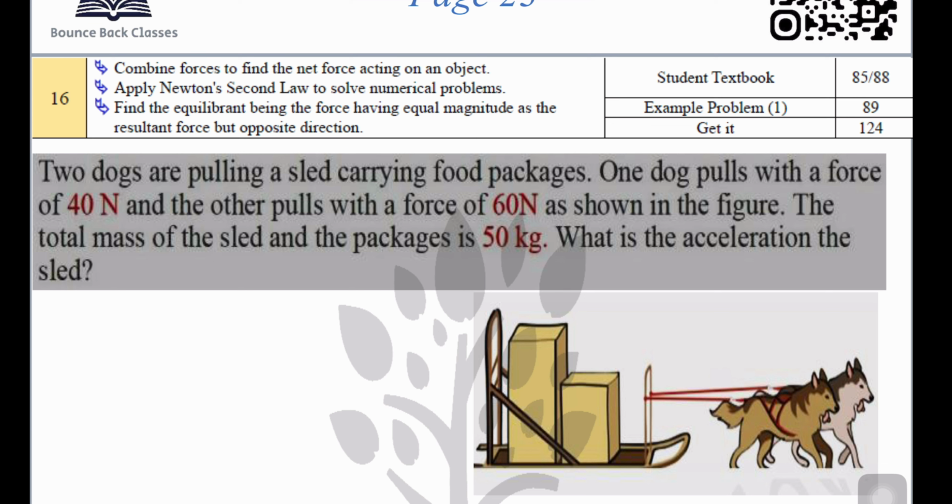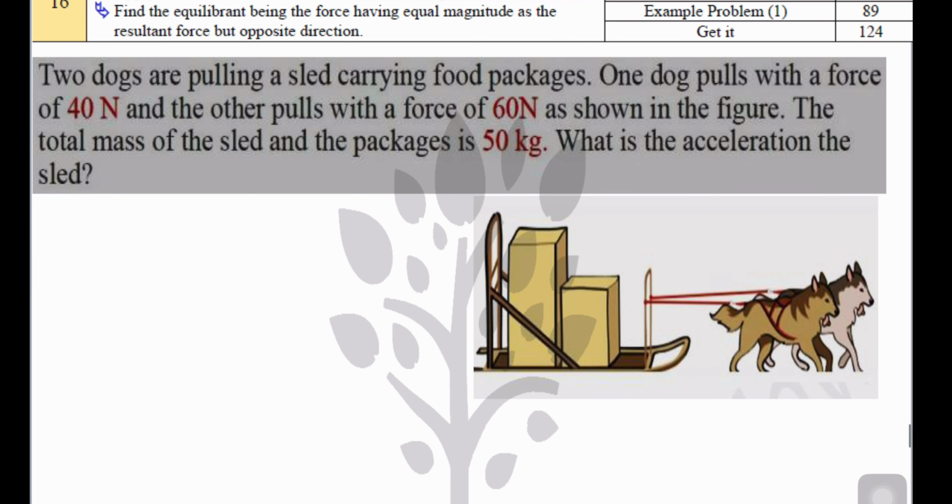Okay. Now, as per question number 16, what we need to focus on is the net force, and we learned at least more than 50 questions about the net force. So F net equals M times A. Yes or no? Okay, just apply.